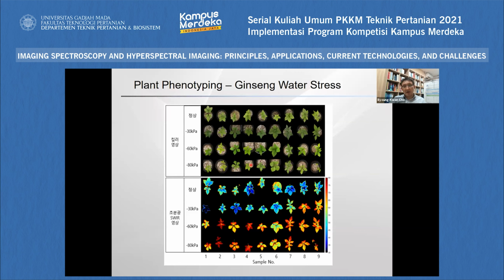With the naked eyes and color imaging, it is quite difficult to differentiate the stressed plants. But using hyperspectral images, we can classify the stressed plants this way. So first one is normal, no stress, and then mild stress, medium and severe stress here. With the naked eyes it's very difficult, but with hyperspectral imaging, we can identify the stressed plants this way.